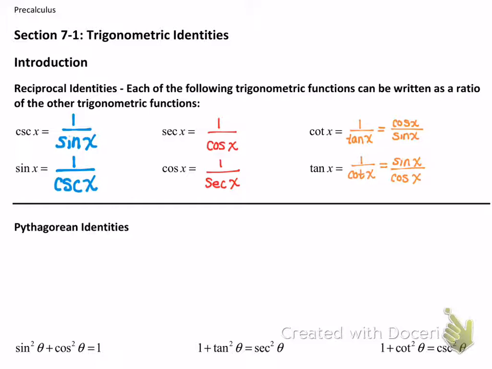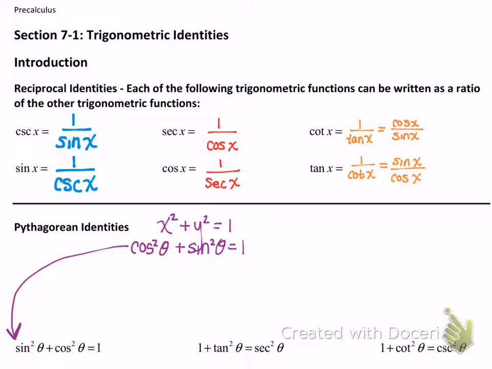Okay, so the Pythagorean theorem is stated as x squared plus y squared equals 1. So if we relate this to our trig functions, we can say that cosine squared of theta plus sine squared of theta also equals 1. So this is a Pythagorean identity.